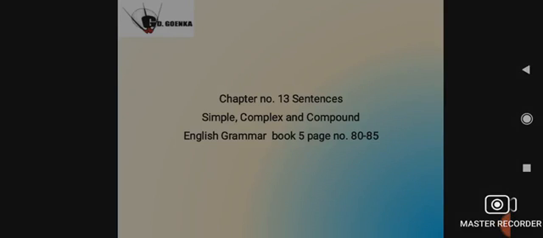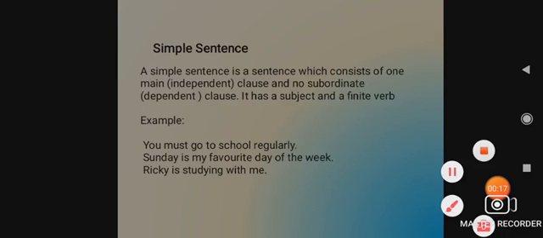In today's English class, we'll continue with chapter 13, sentences. Today, we will learn about simple, complex, and compound sentences. This lesson is from your English Grammar, Book 5, page number 80 to 85. Let's start with a simple sentence.